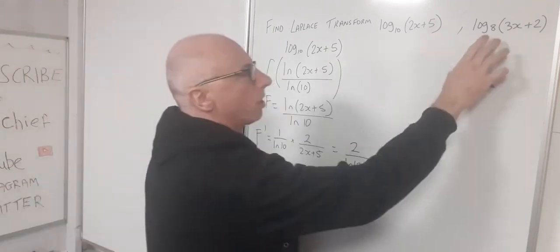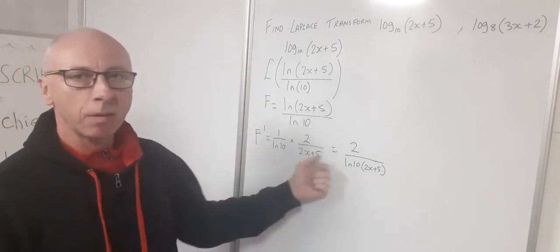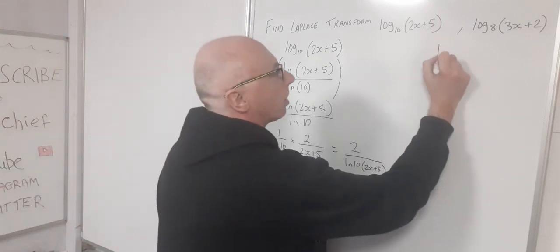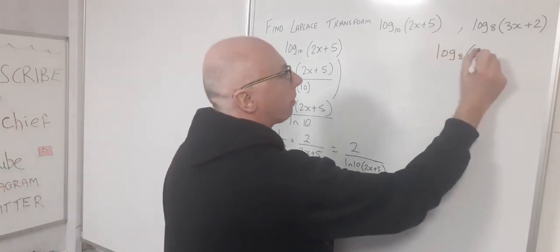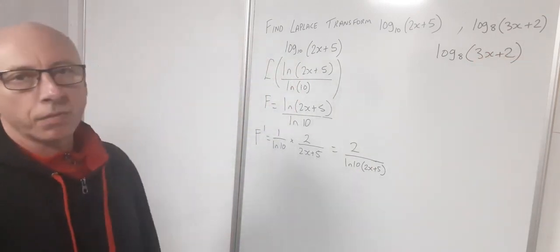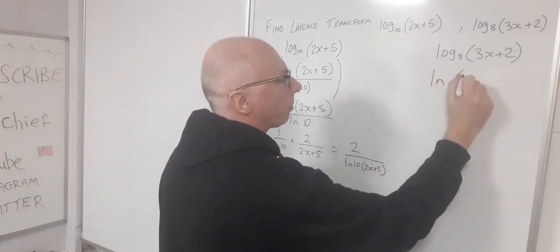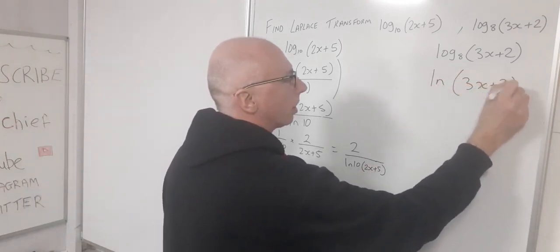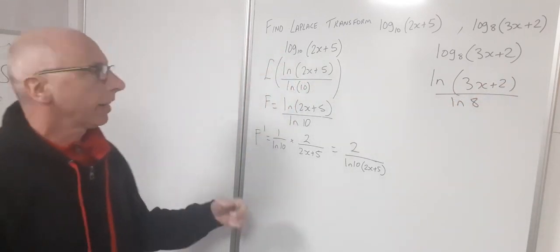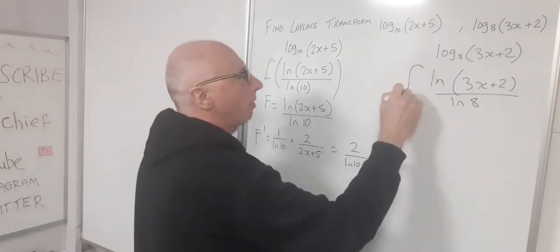Now for this one here, log base 8 of 3x plus 2, let's go through the same procedure, and then we'll bring them into the Laplace transform together. So log base 8 of 3x plus 2. We can rewrite that in terms of the natural log. That would be ln of 3x plus 2 divided by ln of 8. And again, as with this side, we're looking for the Laplace transform of that function.